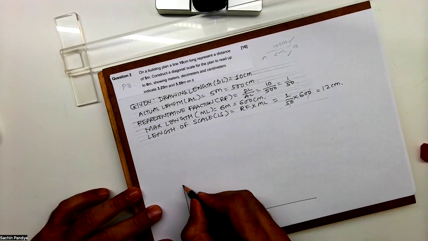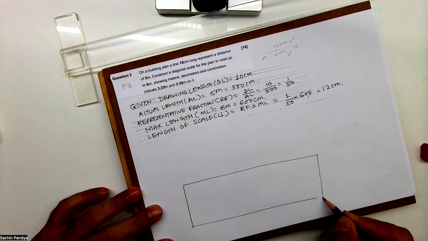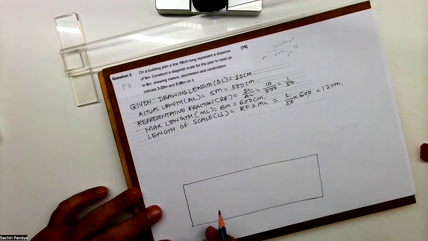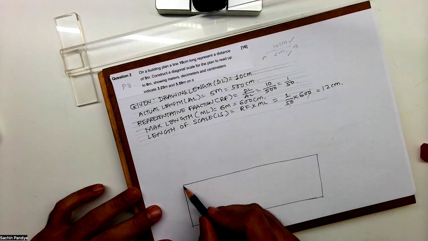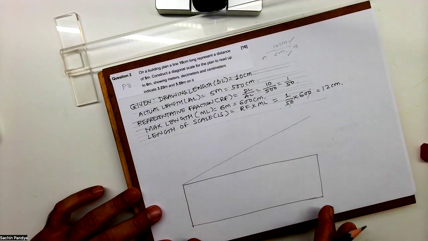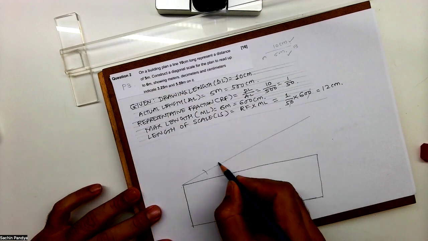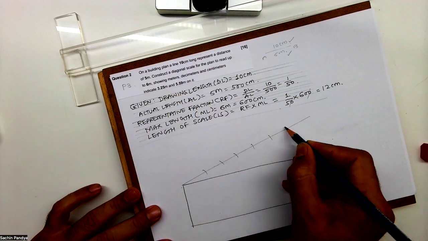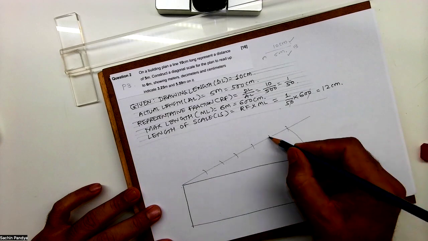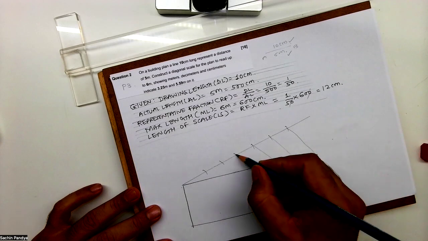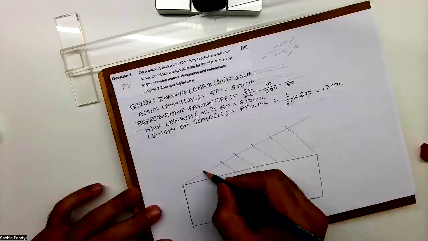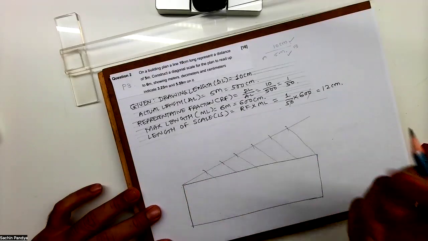Height you will take 5 centimeter. This is how you will draw box. Now you have to divide this into how many parts? This is according to maximum length. What is your maximum length? 6 meters. So we'll divide into 6 parts. 1, 2, 3, 4, 5, 6. Instead of 2 centimeter, if you want to take 3 centimeter, that is also fine.